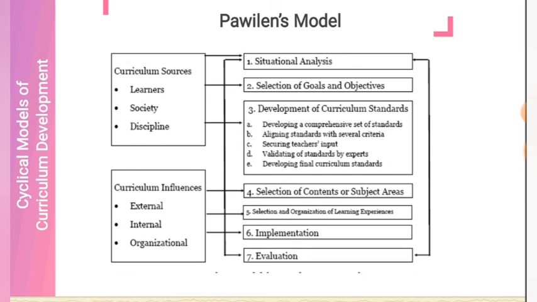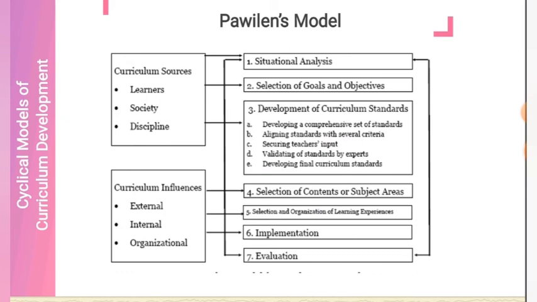We also have curriculum influences, which are specific factors that affect the development of the curriculum and decision-making at the micro level. This includes the external, internal, and organizational influences. So, those are the overview of the models in curriculum development.